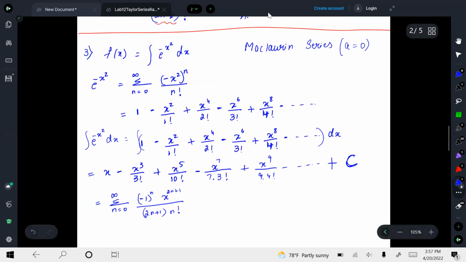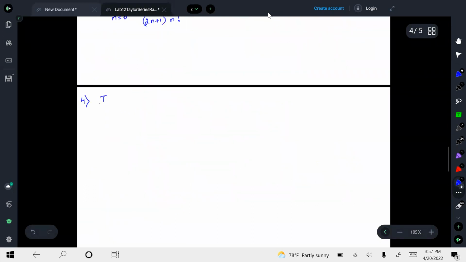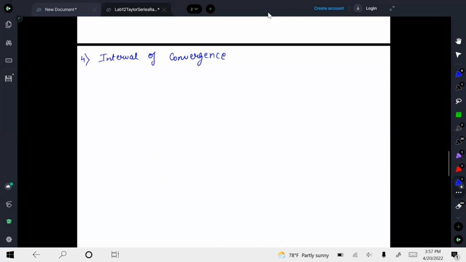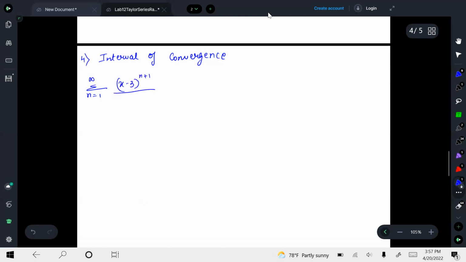Now let us move on to the last example. Here we need to find the interval of convergence of the given power series. We did the same thing in lab 11, so I am just going to brush up on that. Let us take the summation from n equal to 1 to infinity of (x minus 3) to the power of n plus 1, divided by n squared minus n plus 1.